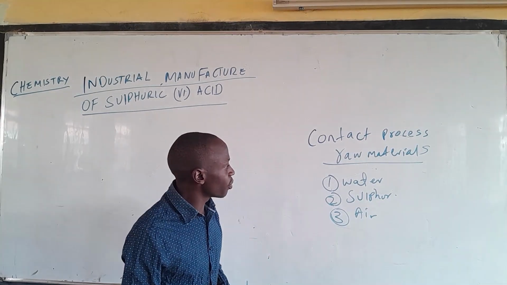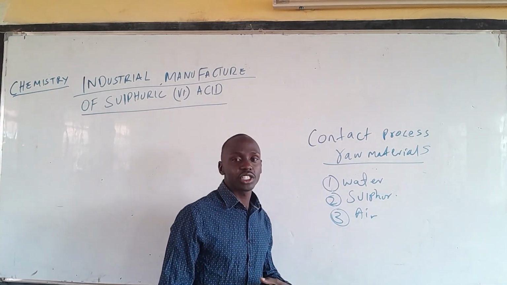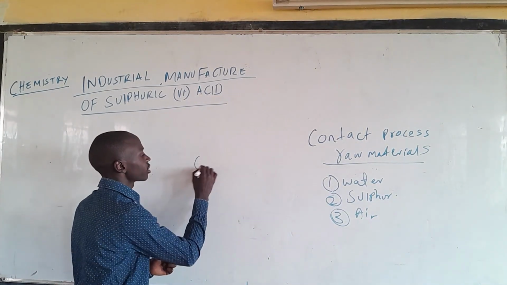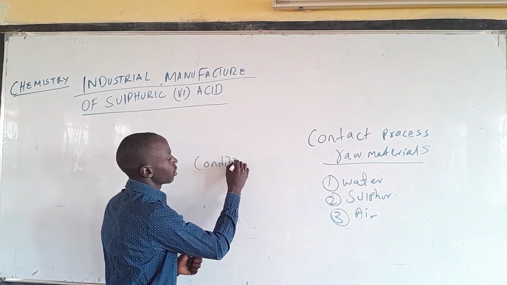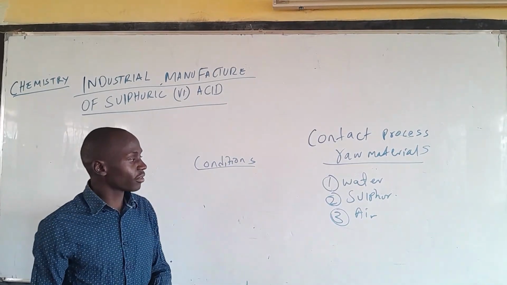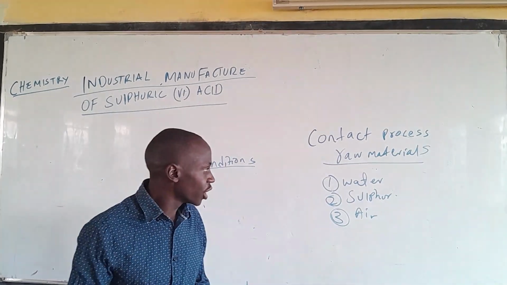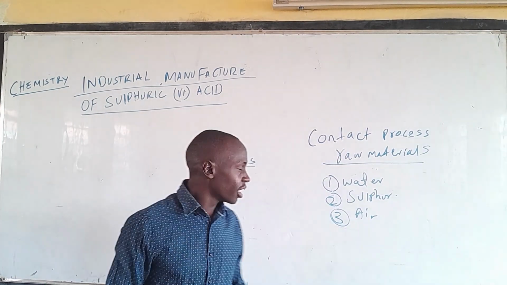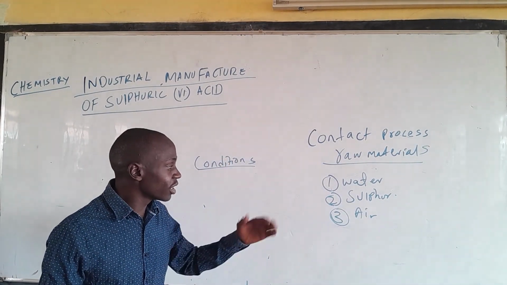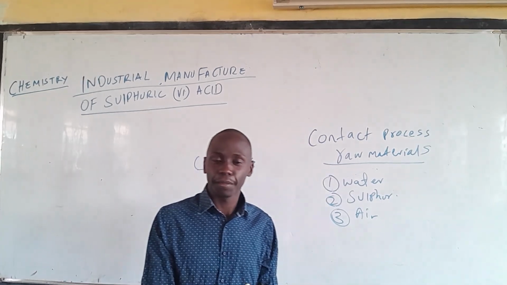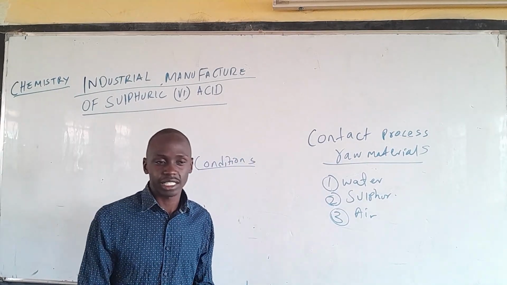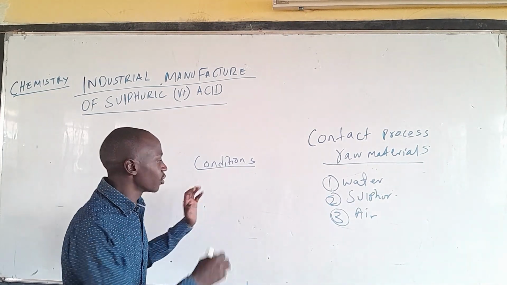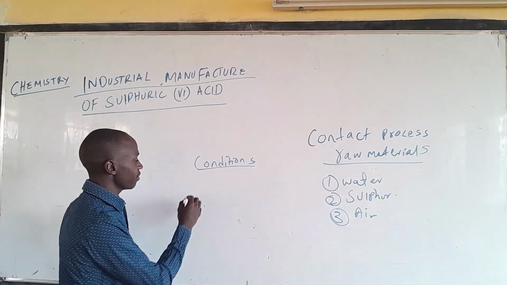Now, we move to the next part, which is the conditions necessary for the contact process to proceed. We have three conditions. The first condition, we must have a temperature of 450 degrees Celsius, and also for air to react with sulfur, there must be presence of a catalyst, which is referred to as the vanadium 5 oxide.